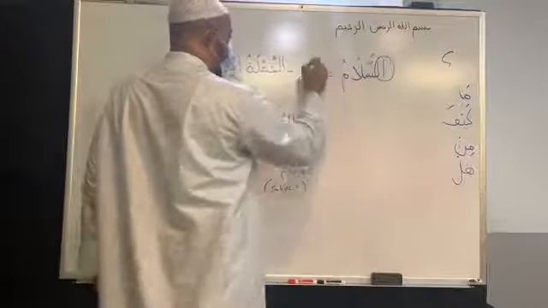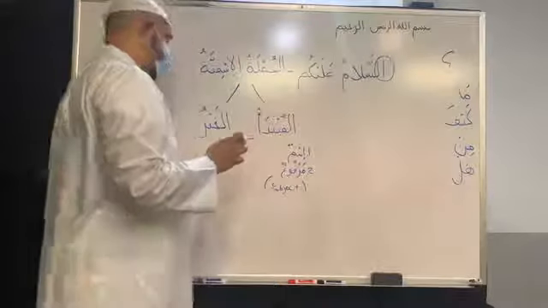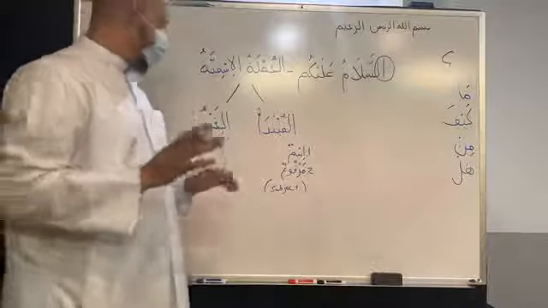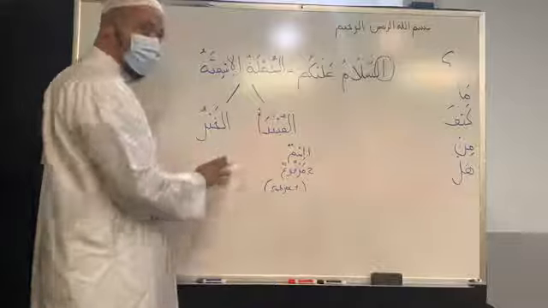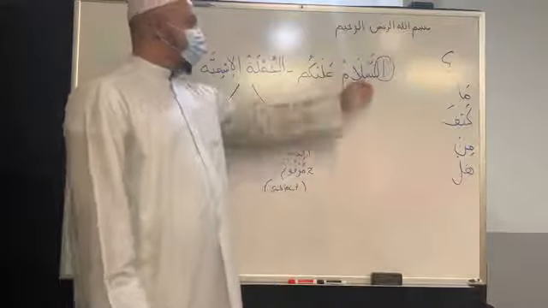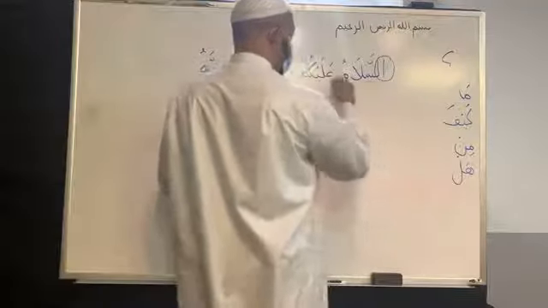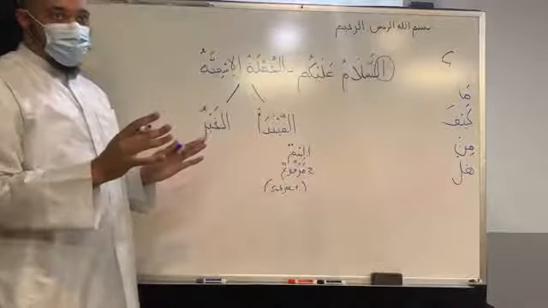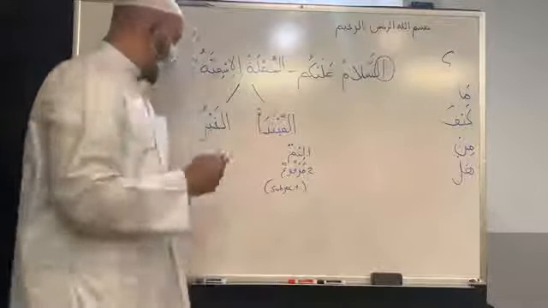Now, you have a statement after here. You have alaykum, okay? Alaykum is broken up into two different words, okay? So now what's the first thing? You know that there is a mubtada and a khabar, right? So here, you know that this is the mubtada right here, okay? So this must be the what? The khabar, okay?